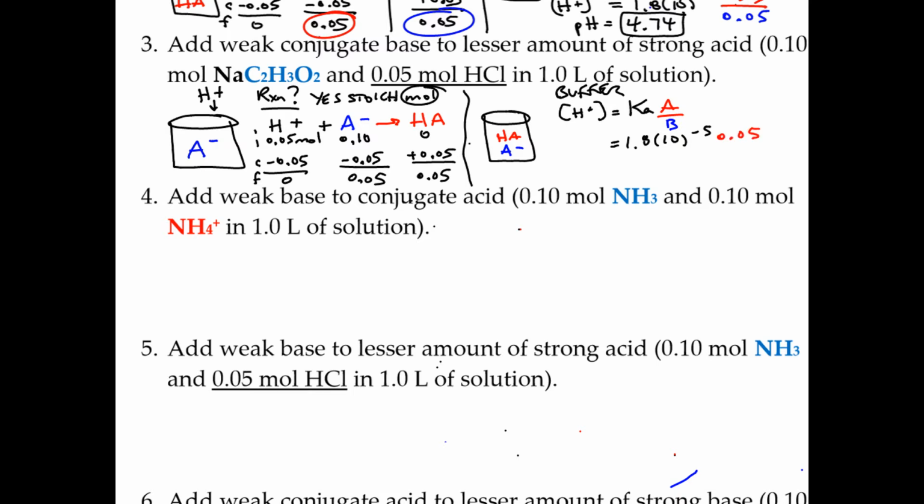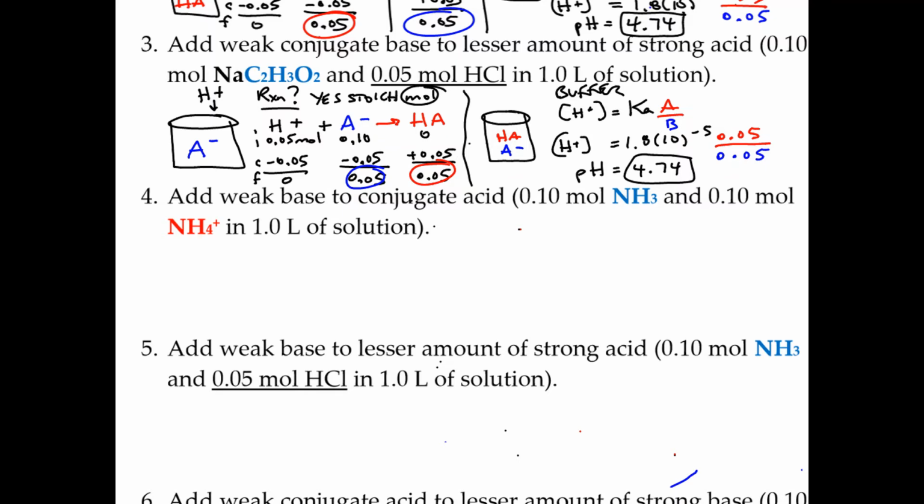0.05 of this, which was that one, divided by 0.05 of that. So the H plus is again 1.8 times 10 to the minus fifth, and the pH is again 4.74. So we made a buffer, a completely different procedure now. Here we started with a weak conjugate base and added a strong acid, and we made the exact same buffer that we did in the problem before. All right, now let's try the next example.